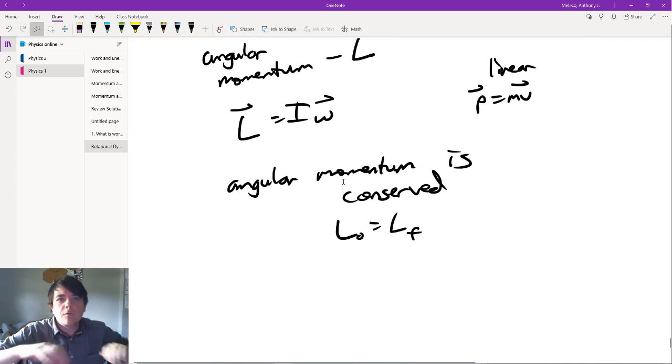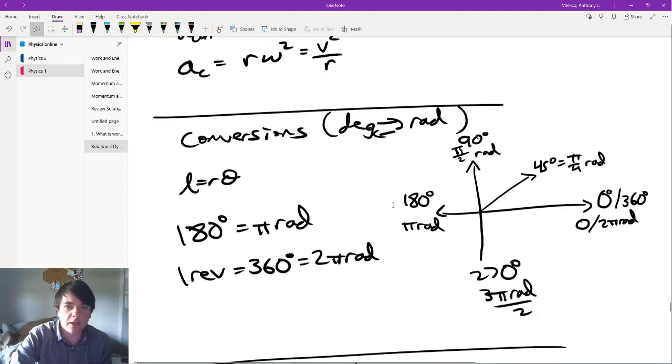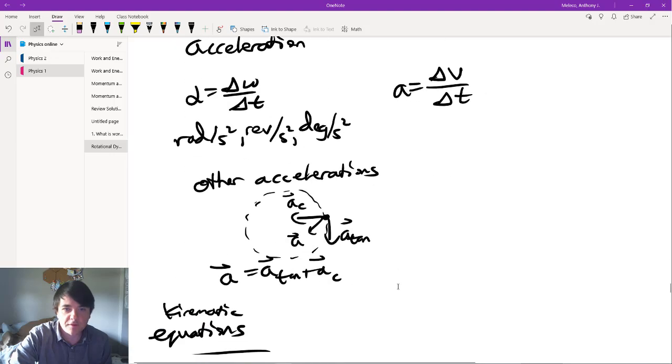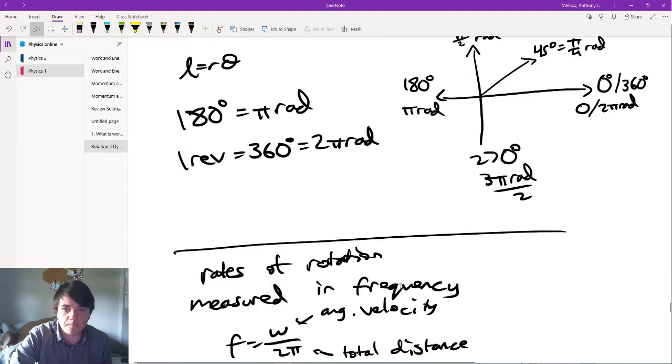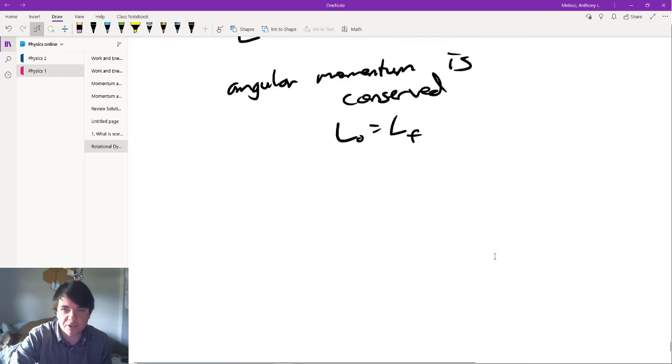Okay, so that's pretty much it for rotation. I hope this lecture was useful. Again, you can go back and refer to all this stuff at the end, and I hope it was useful. And I'll see you in the next one where we'll do some rotational examples.